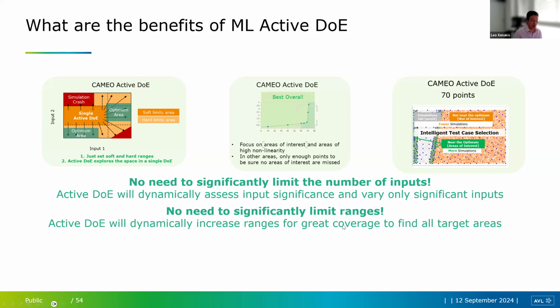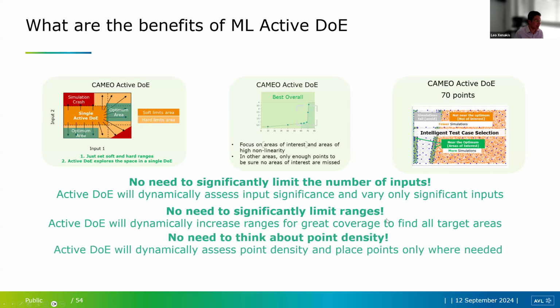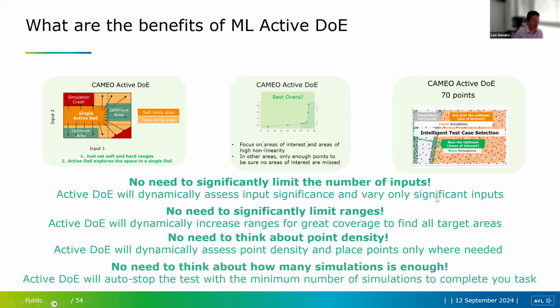Again, the same thing with the ranges. You want wider ranges to cover a big area in terms of characterizing the thing you're trying to model. Again, you don't need to do this because ActiveDO will automatically change the ranges on your inputs if it's not covering what it needs to. We talked about the point density, and at the end, when you've found optimums, you can set some thresholds as to when you, as the engineer, think things are good enough, and you can have Cameo automatically stop testing at that point.